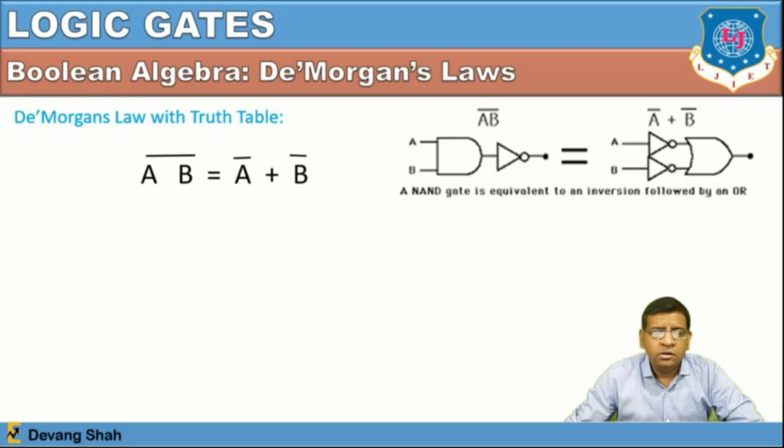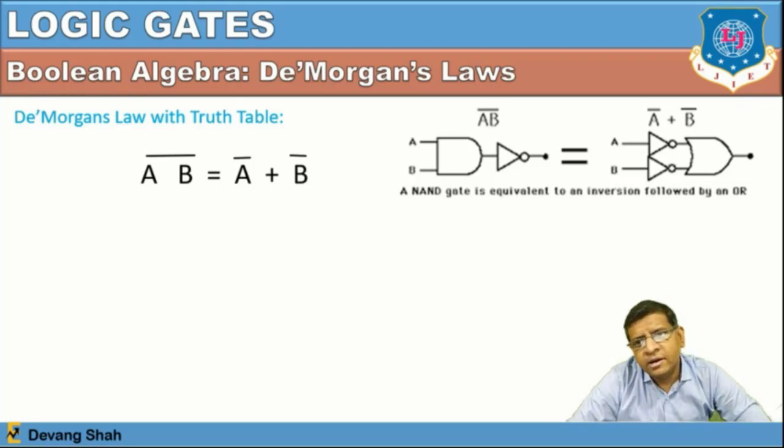You can see here I have used an AND gate followed by the NOT gate. Whatever function you realize with the AND gate and then the NOT gate, the same function you can also realize by taking the NOT gates first and then the OR gate. So AND followed by NOT is again a combination of NOT and OR. This is also called the invert OR gate.